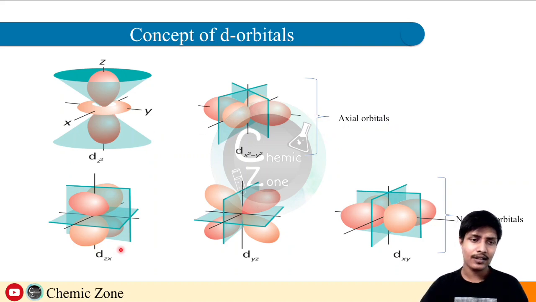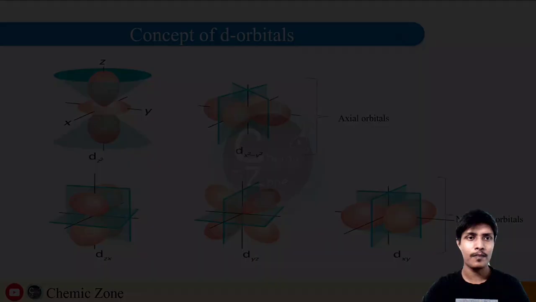But in the second category, the lobes are not in axial positions, right? They are in between the axes. In all three of these orbitals, the lobes are in between the axes, so we call them non-axial orbitals.